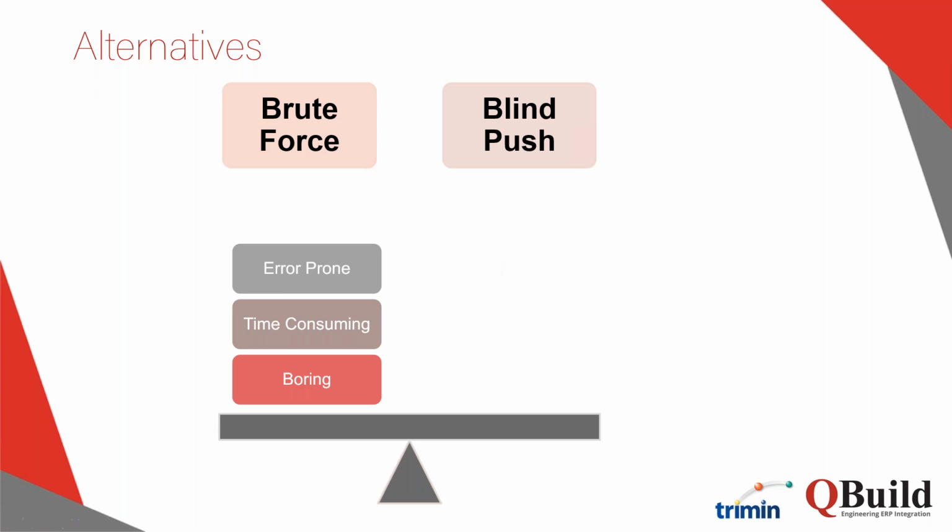Next is blind push. That's another alternative, where for example you export your CAD BOM from SOLIDWORKS into an Excel file, and then someone looks over that Excel file, maybe modifies it a little bit, and then imports it into XA. So this is slightly faster than brute forcing, although it still has its own set of challenges and issues that we commonly hear customers say.